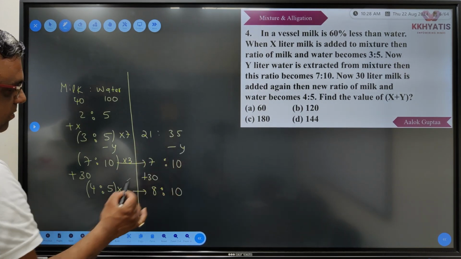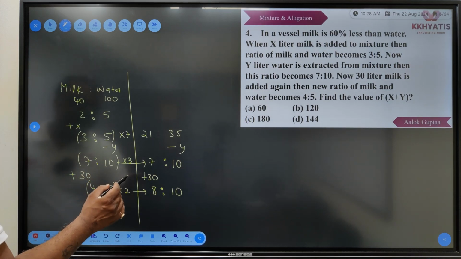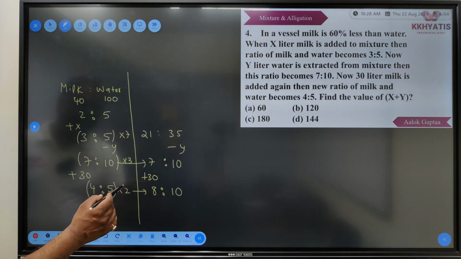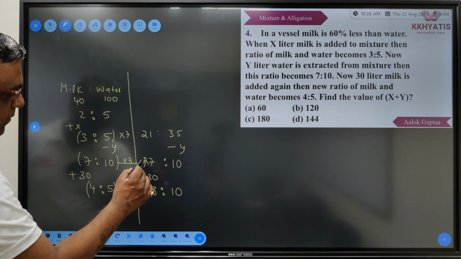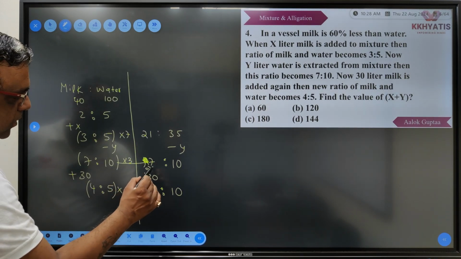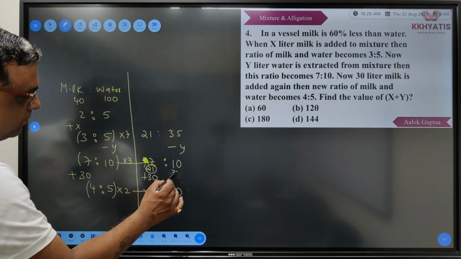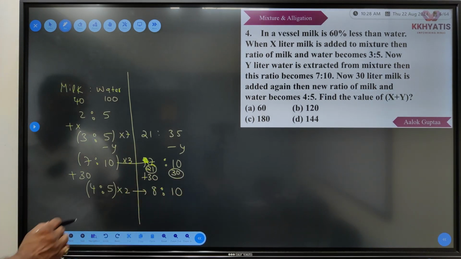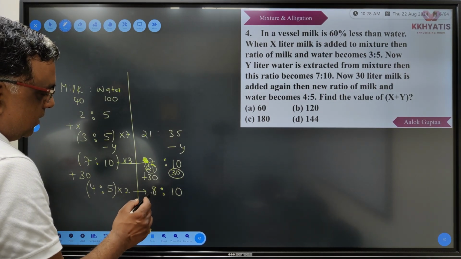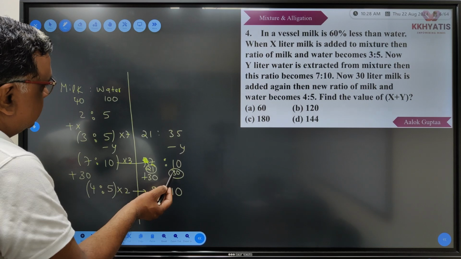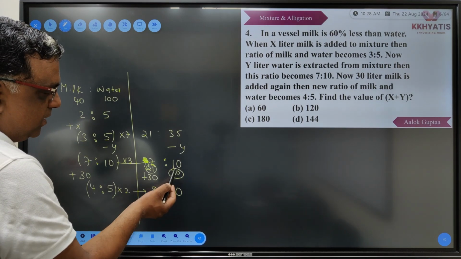Then I removed y from here and this will become 21 again. So this will become 21 and this will become 30. Right? So now I made the scenario same. So now again the quantity of water changed here. So I'll make this same.